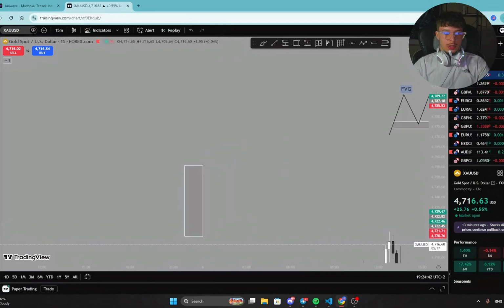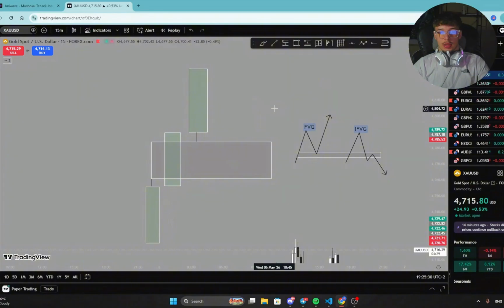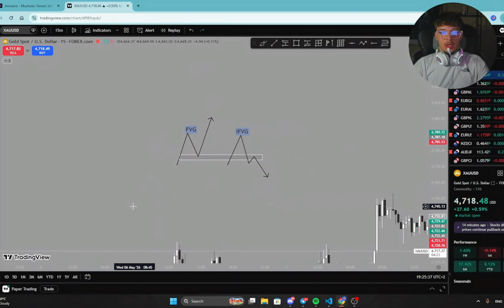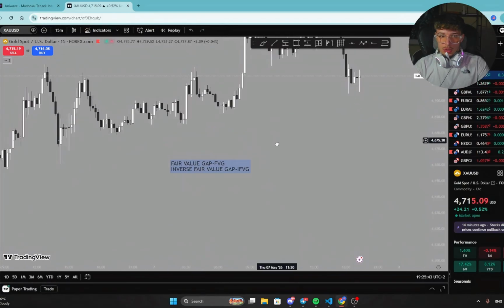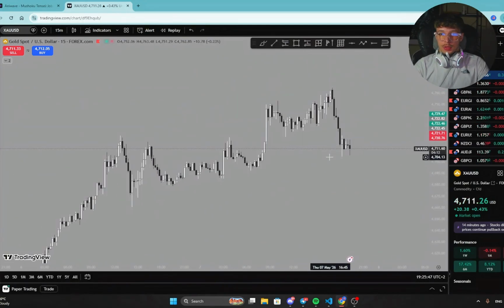For anyone that wants to learn how to identify fair value gaps, it's actually pretty easy. I'm gonna show it once again. This right here is your fair value gap. Easy as that. Simplest way to find them: 3 candle pattern. You need to remember there's fair value gap and inverse fair value gap. Know that. And that's everything you need to know about them.